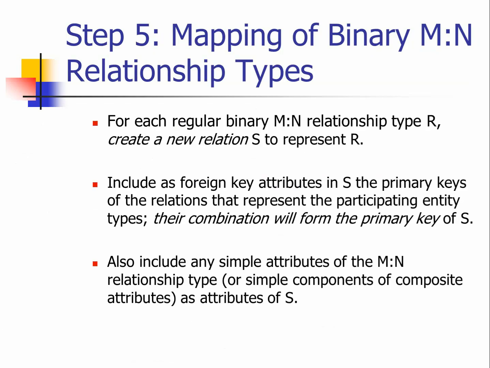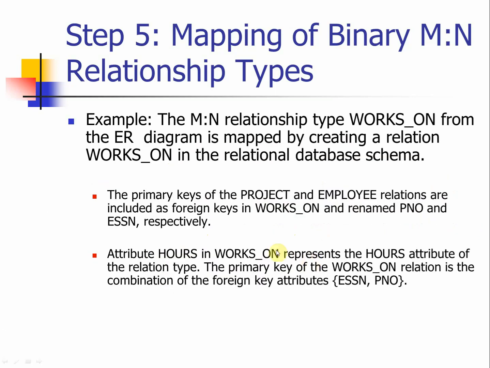Step number 5 is mapping the binary m-to-n relationship types. For every regular binary m-to-n relationship, we need to create a new relation S to represent this relationship. Include as foreign key attributes in S the primary keys of the relations that represent the participating entities. Their combination will form the primary key of S. Also include any simple attributes if there are any. Let's take a look at how we're handling that.